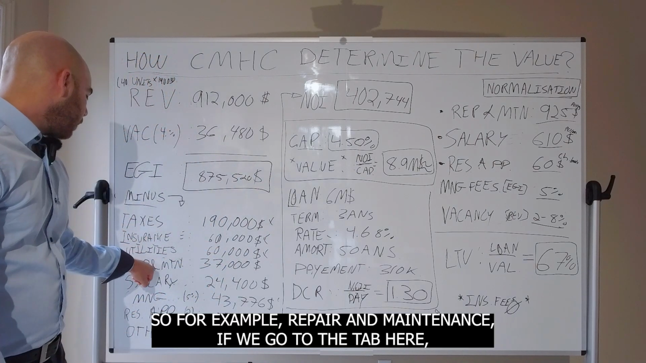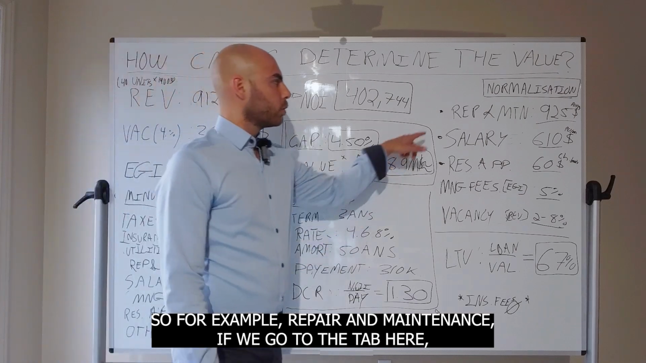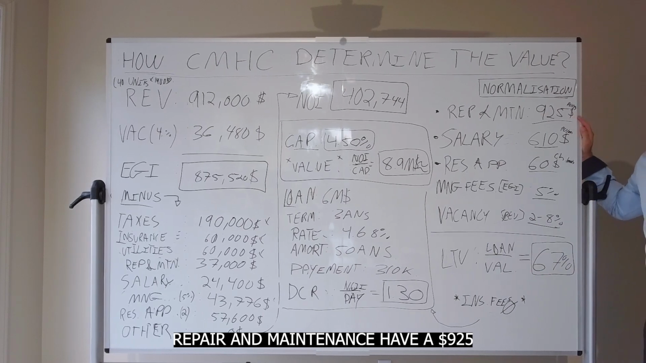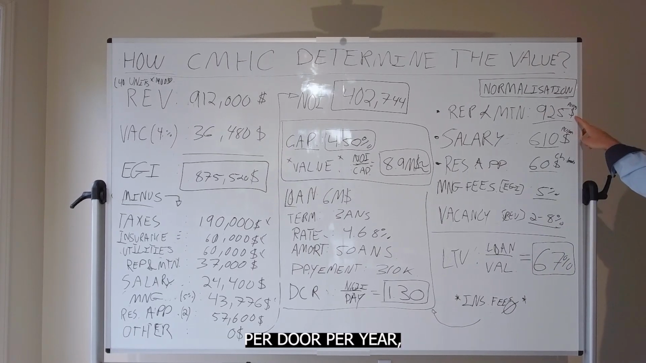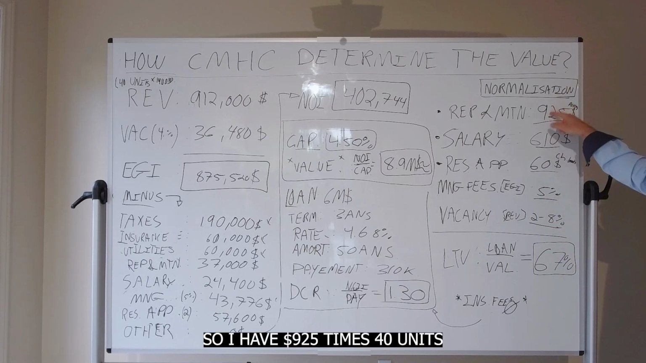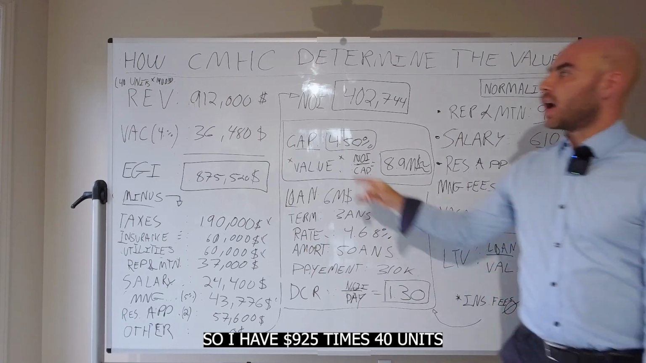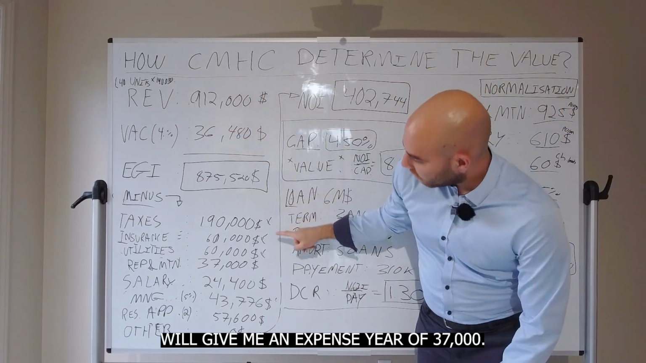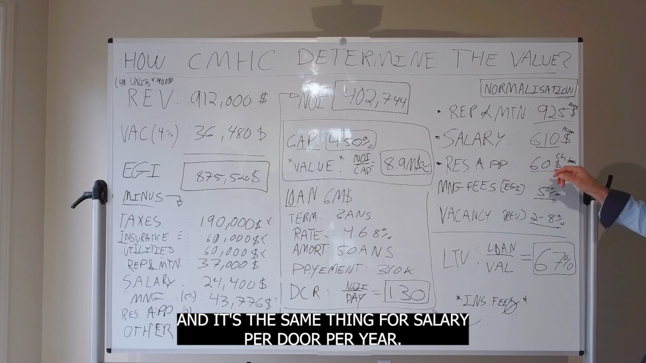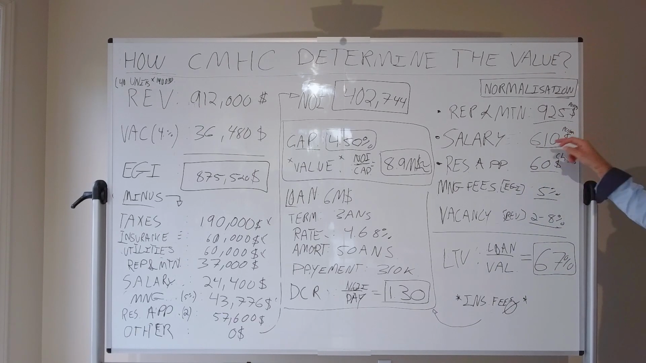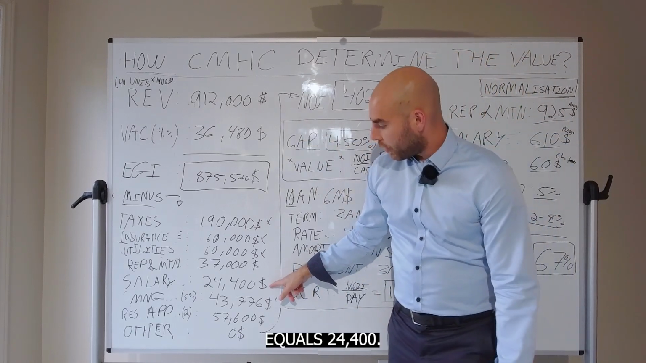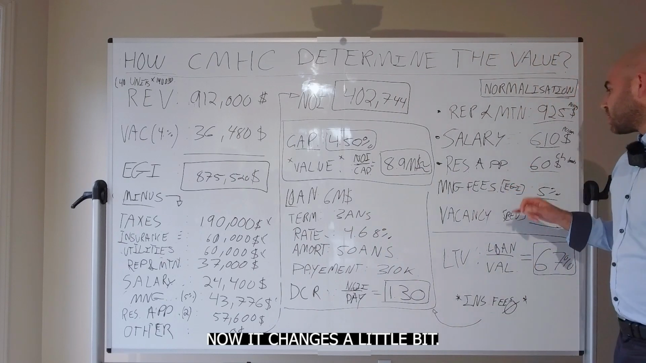So for example, repair and maintenance. If we go to the tab here, repair and maintenance is $925 per door per year as an expense. So I have $925 times 40 units, which will give me an expense here of 37,000. And it's the same thing for salary per door per year. 610 times 40 units equals 24,400. Now it changes a little bit.